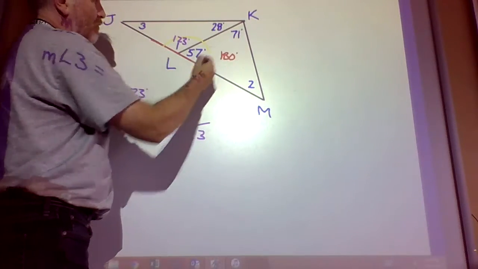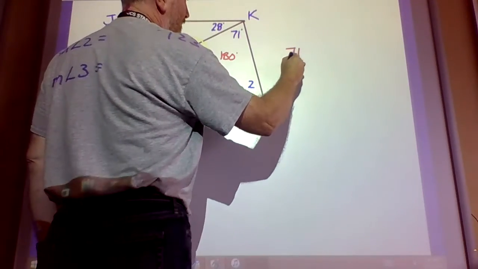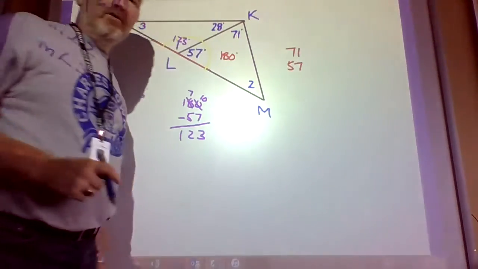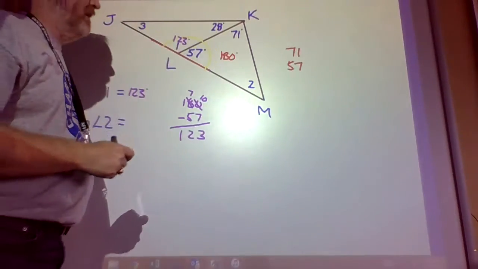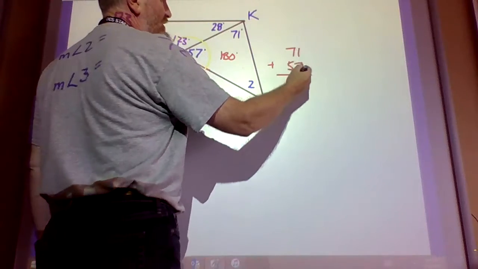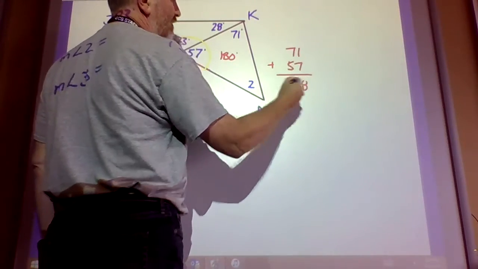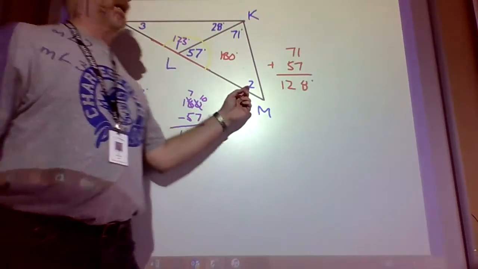You got the 71 and the 57. So we'll add those together. And again, you should be doing this at home. You should have hit pause and you're working this out on your own and seeing if you're getting it right. So when I add those together, 1 and 7 is 8, 7 and 5 is 12. So you got 128 degrees already without the 2.